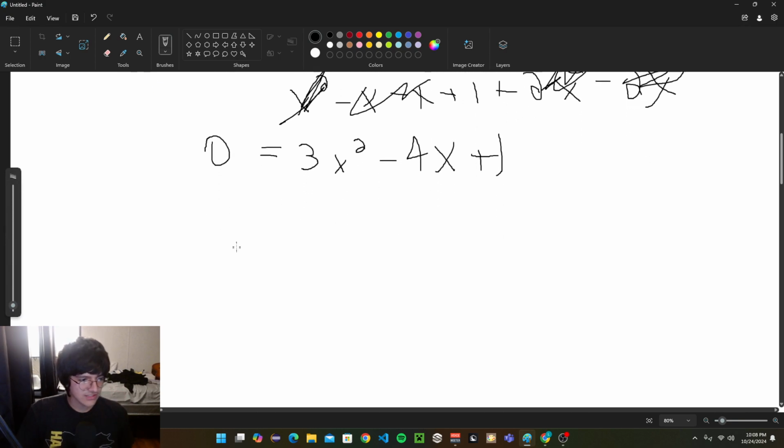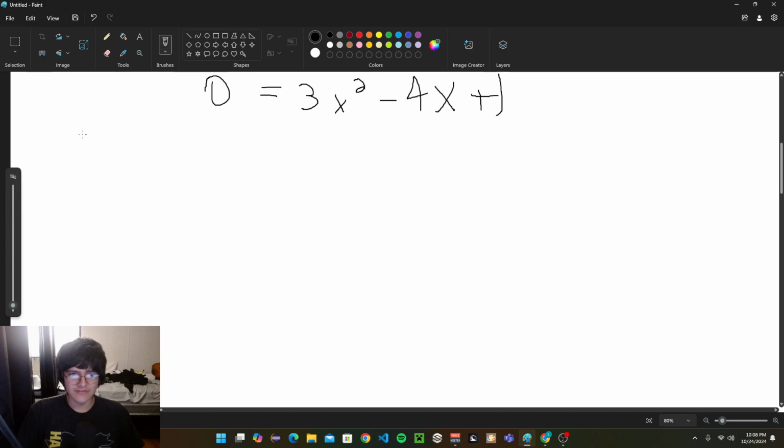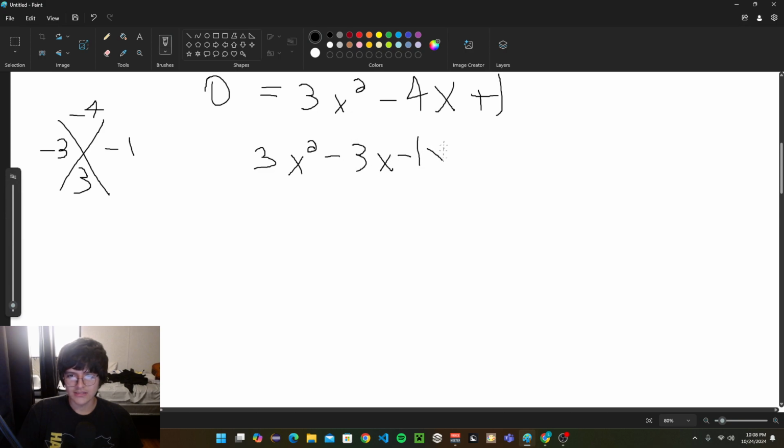So now we have to use the x method to factor. So we're going to do 3 times 1 gives us 3 at the bottom, and then negative 4 on top. So we have to find two numbers that multiply to give us 3 and add up to give us negative 4. So that would essentially just be negative 3 and negative 1. Negative 1 times negative 3 would give us positive 3. Negative 1 plus negative 3 would give us negative 4. So this is 3x squared minus 3x minus 1x plus 1. This is all equal to 0 again.